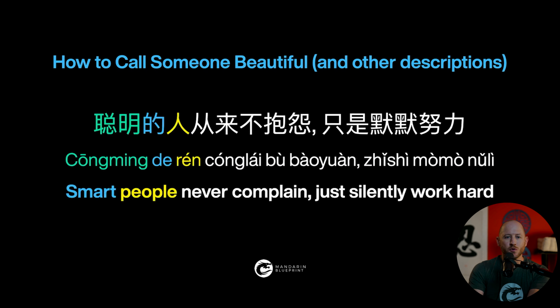How about this one? 聪明的人从来不抱怨，只是默默努力. Smart people never complain, just silently work hard. So you wouldn't just say 人从来不抱怨, because then it's like, what, people never complain? Come on. But by saying 聪明的人, now you know, okay, we're saying smart people. We're cordoning off this whole population of people into just the smart ones. 聪明的人. So very useful. I like this usage of how you can describe something and therefore cordon off that section of it.